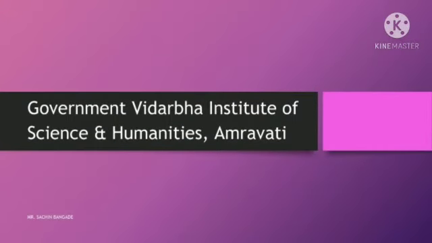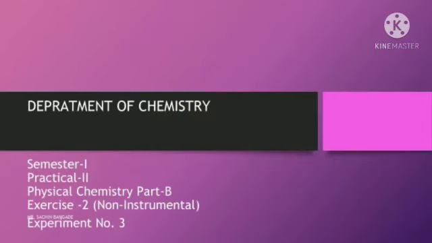Government Vidarbha Institute of Science and Humanities, Amravati. Department of Chemistry, Semester 1, Practical 2nd, Physical Chemistry, Part B, Exercise number 2, Non Instrumental, Experiment number 3.